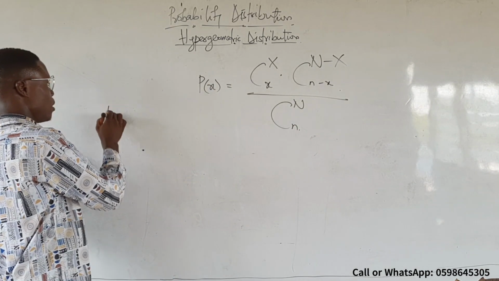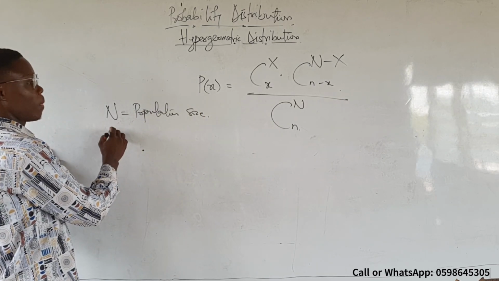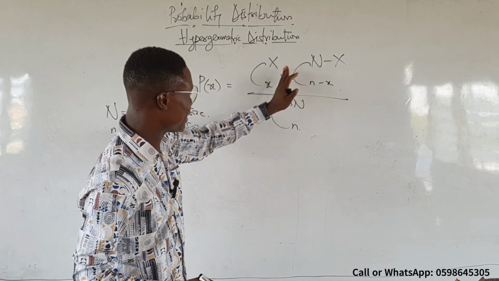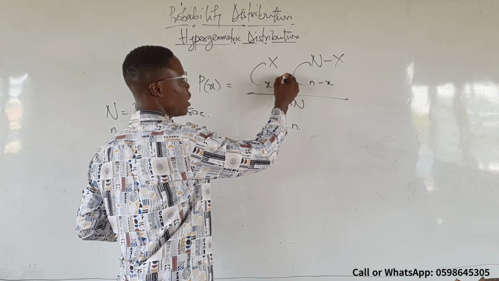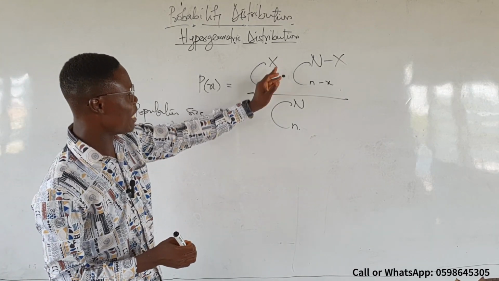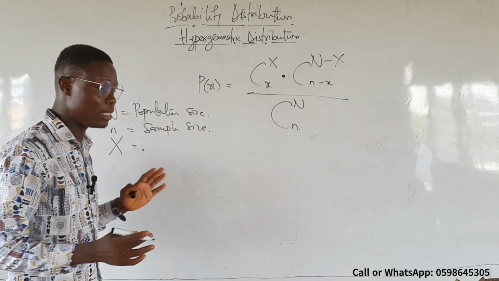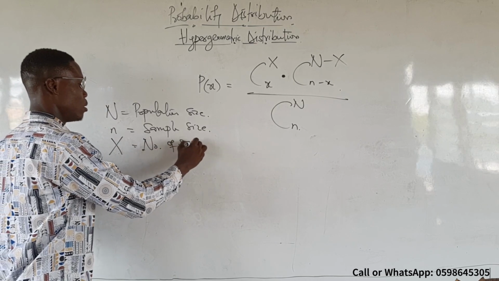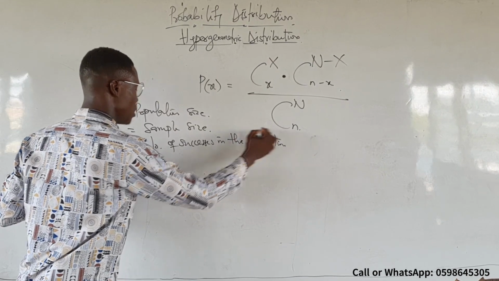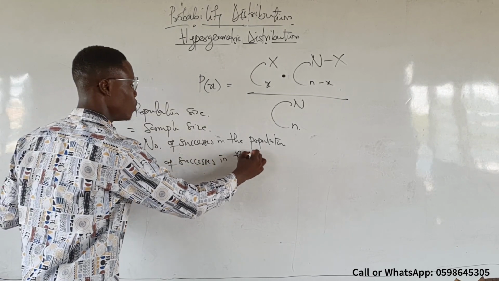The capital N is the population size. The small n is the sample size. Now, the capital X and the small x, let me explain that. In between is a multiplication sign, the dot that signifies multiplication. Right. Now, the big X here and the small x here, let me explain them. The big X in the probability is called the number of successes in the population, and then small x is called the number of successes in the sample.